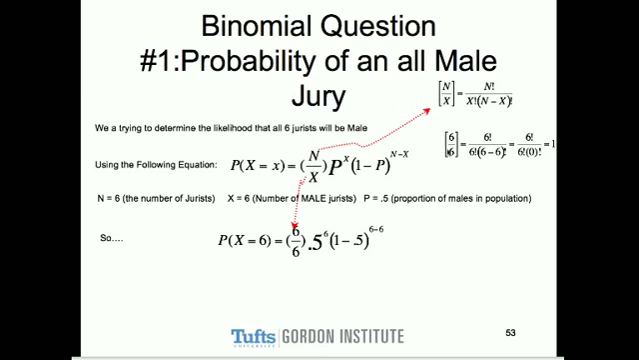And in this case, because it's canceling out to 0 here, this becomes 1. It reduces to this, 0.5 to the 6th, which equals 0.0156. So, given the data that we had, with a population proportion of 50% males, what is the likelihood of all 6 jurors being male? And that is very small, 0.0156.